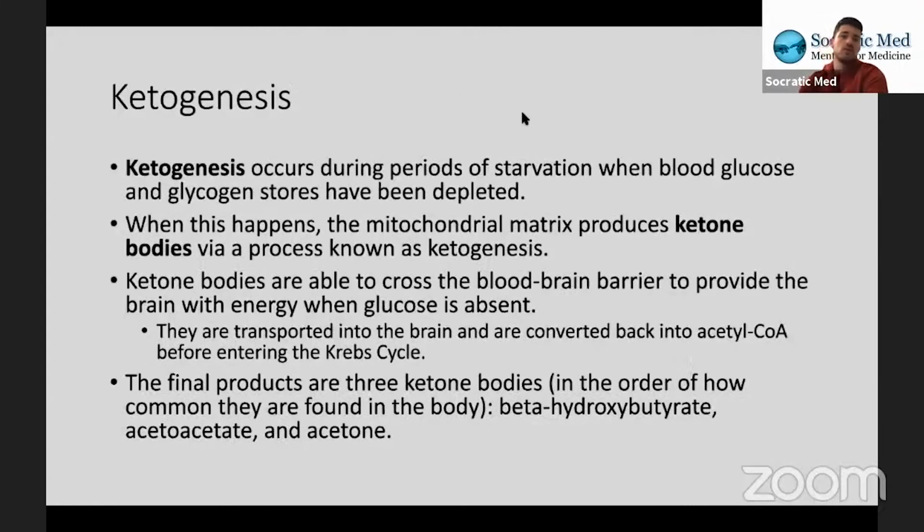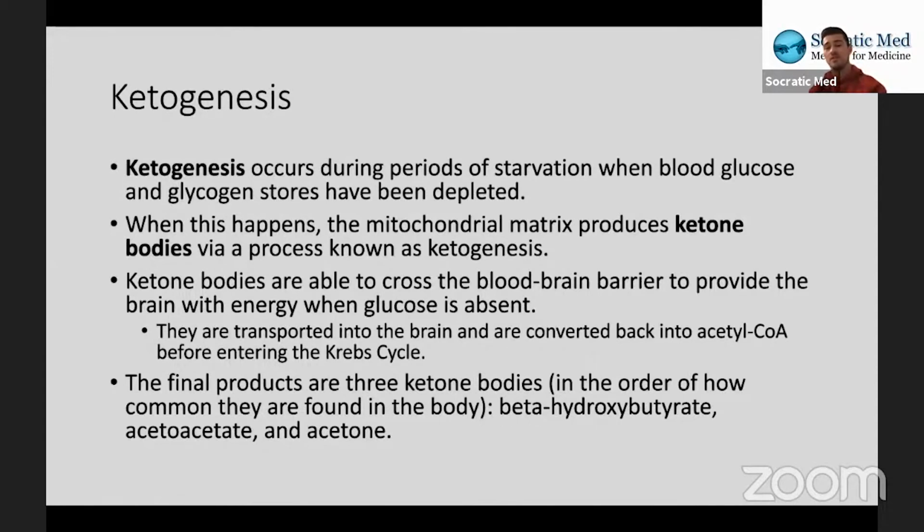Okay, we're going to talk really quickly about ketogenesis. So ketogenesis occurs during periods of starvation when blood glucose and glycogen stores have been depleted. So obviously, carbohydrates are the body's preferred source. Glucose is the body's preferred source of energy. So when we can't get it from the blood, we look to glycogen. When we can't get it from glycogen, we've got to look somewhere else.